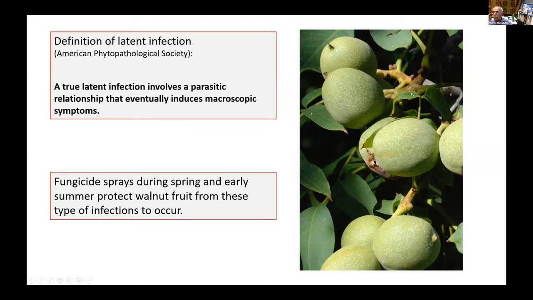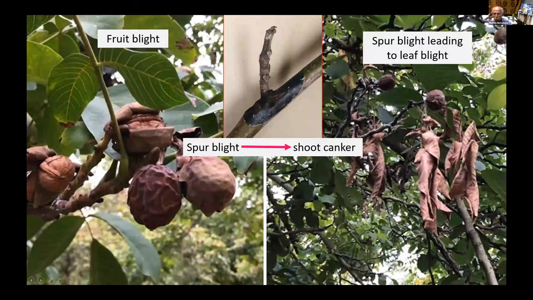and the infection is successful early in the season. And this is actually the basis why we apply fungicides when we don't see symptoms, at the time when the fruit looks very, very clean, to protect all these tissues from these latent infections. As the hulls mature, these latent infections will be triggered and they will decay the hulls, and the infections in walnuts will move from the hulls through the peduncles into the spur, and they will blight the spur.